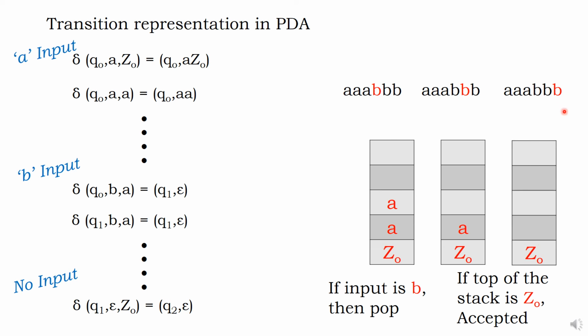So nothing is there, epsilon. Top of the stack is Z0. Just pop means the story is over. That is, when B is empty, the state is changing. So this group is for A input, this group is for B input, this group is for no input. This is the major work we are going to do.